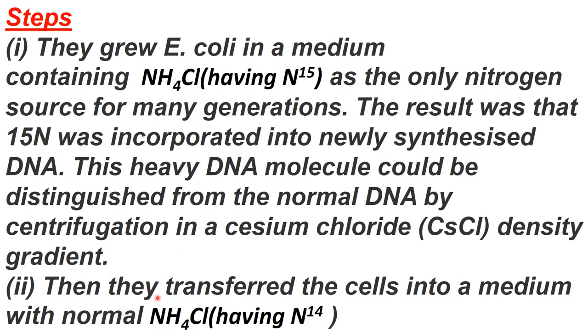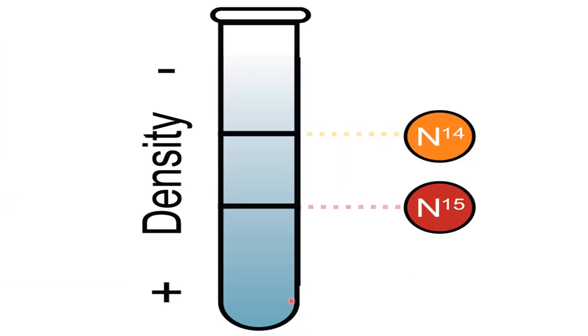After that they transferred these cells into a medium with the normal nitrogen isotope, okay, in normal NH4Cl medium. Normal NH4Cl medium means it had the normal isotope of nitrogen, that is N14. So see here, this is N15, the heavy isotope of nitrogen, and this is N14, the light isotope of nitrogen that is normally present in E. coli DNA. And this is the heavy isotope of nitrogen on which Meselson and Stahl grew E. coli for several generations, and that's why it got incorporated.